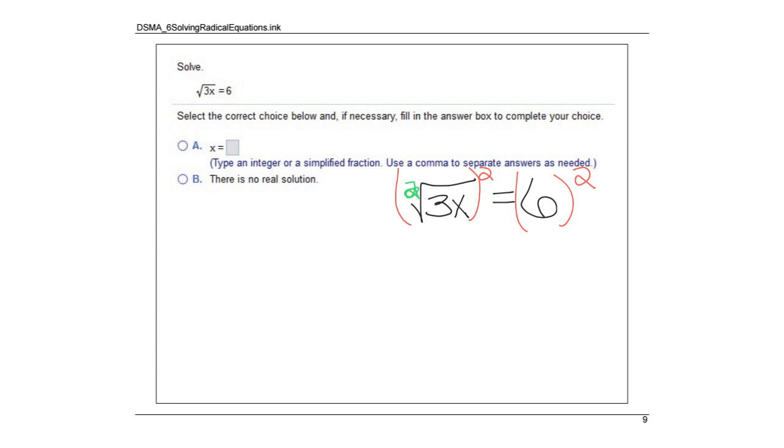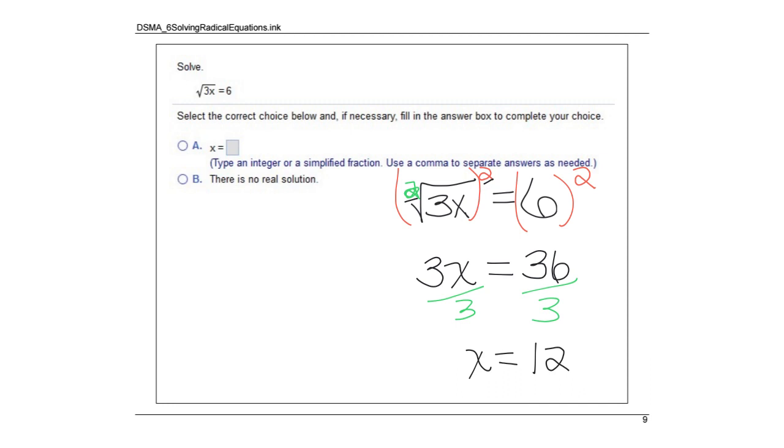All right, so let's go ahead and take a look here. We had an index of 2 and an exponent of 2. So we are able to get rid of the radical by using inverses, and we end up with 3x on this side. On this side, 6 squared is 36. And now we need to just divide both sides by 3. And we get x is equal to 12.